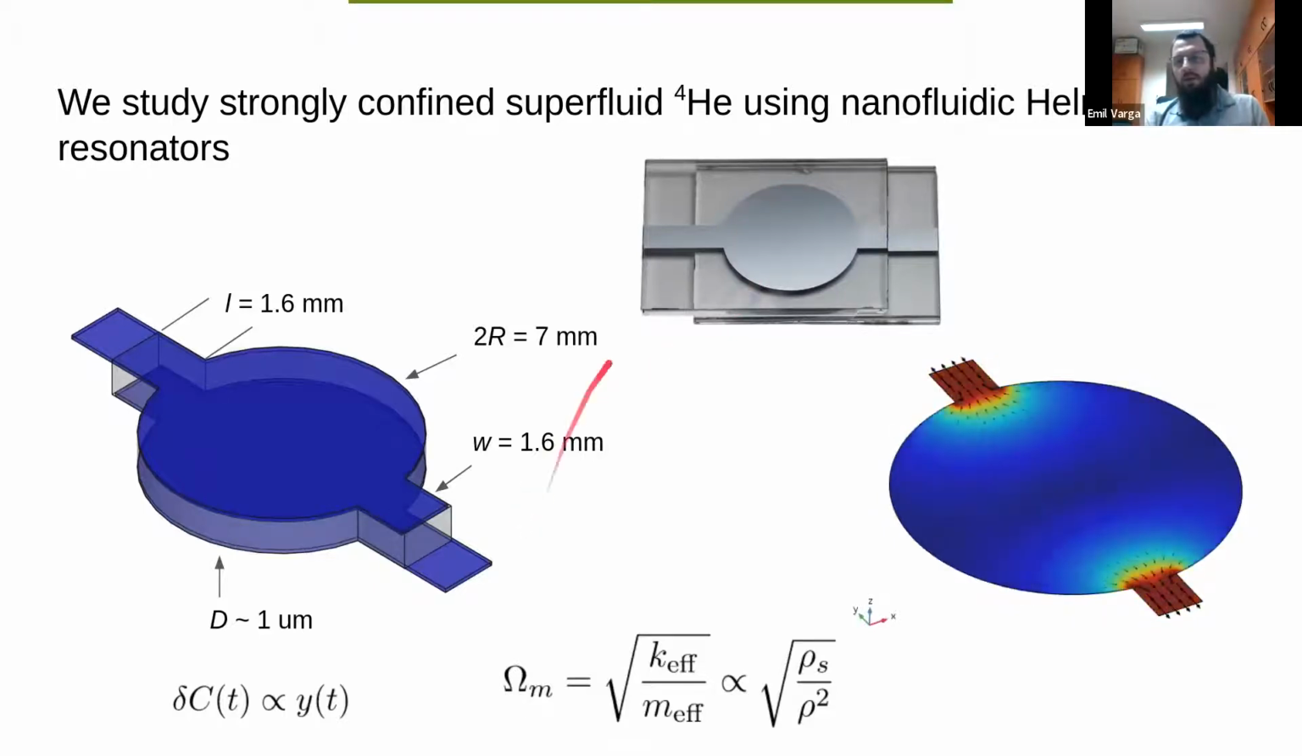Now, you see that there is some metal here. That's our way of detecting this motion. Simply, as the helium rushes in and out, the pressure builds up or falls and deforms these two metallic electrodes, which results in variation of capacitance, which then we can measure. These Helmholtz modes, since only the superfluid oscillates, are related quite directly to the ratio of the superfluid and total densities. So they can also be used as a measurement tool for the superfluid density.